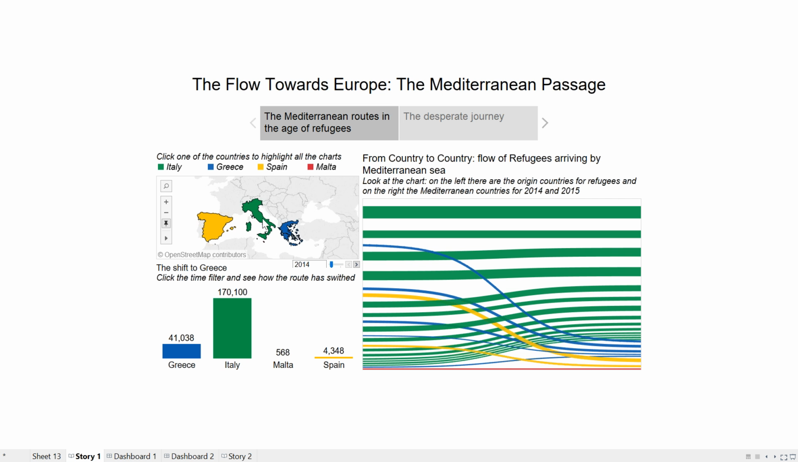But the interesting thing is that in 2015, this completely switched to Greece, because as we will see in the next dashboard, there are 4 routes, and the Balkan routes took place and rose a lot in 2015, whereas before Italy was the highest number of refugees. But who are they, and where are they coming from? We know that obviously they are mainly coming from Syria, Afghanistan, and Iraq.